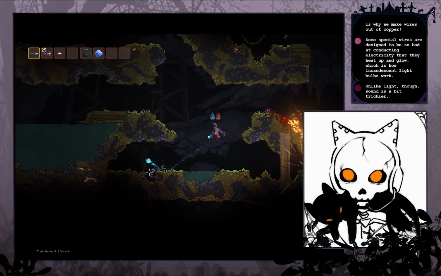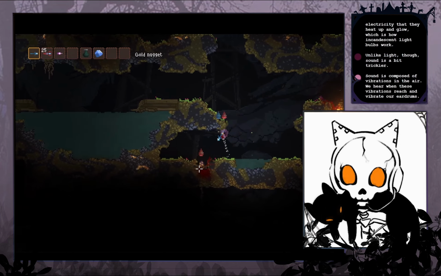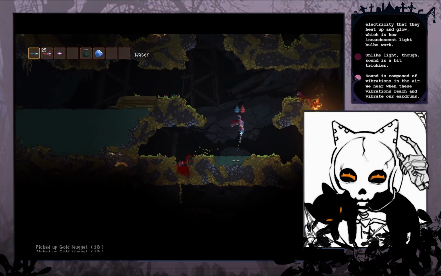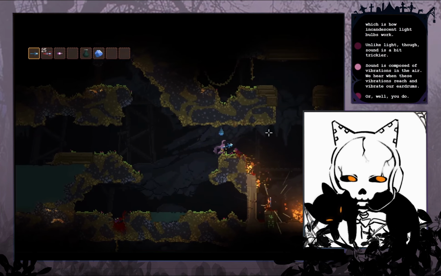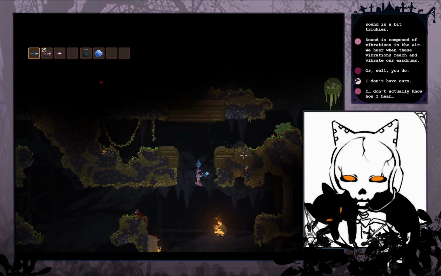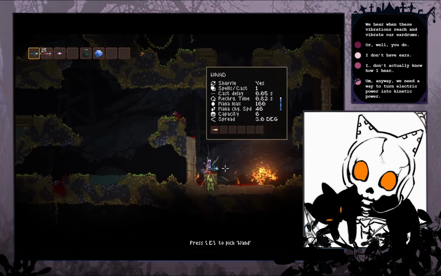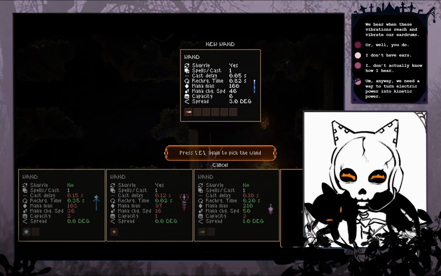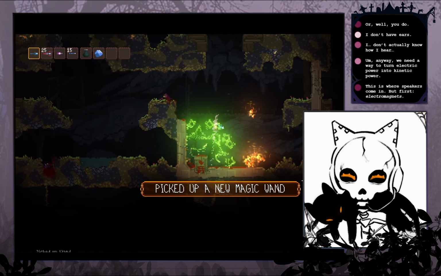Unlike light, though, sound is a bit trickier. Sound is composed of vibrations in the air. We hear when these vibrations reach and vibrate our eardrums. Or, well, you do. I don't have ears. I don't actually know how I hear. Anyway, we need a way to turn electric power into kinetic power. This is where speakers come in, but first, electromagnets.